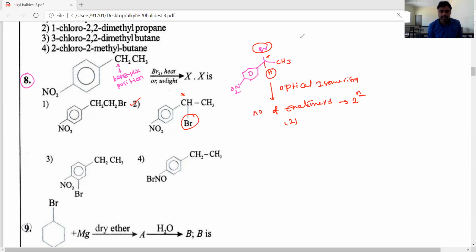The ninth question we also discussed. One bromocyclohexane treated with magnesium metal in the presence of dry ether forms the Grignard reagent, cyclohexyl MgBr. On hydrolysis, that means reacting with water, water is a proton source, a proton donor. Then the cyclohexyl abstracts this proton and the final product is cyclohexane. This question was also repeated in level 2.